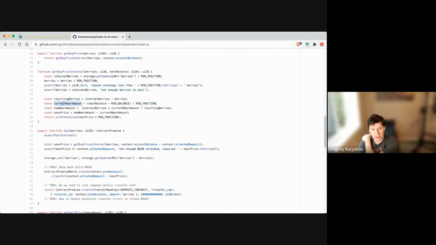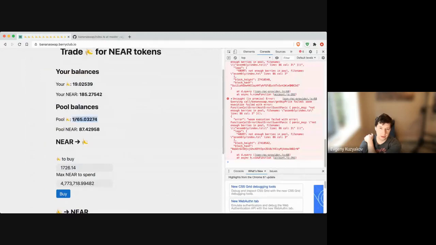So it is also divided by 10 to the power of 12. Near is denominated in yocto, which makes near 10 to the power of 24. So per near, you need to multiply it by 10 to the power of 12. So we have, this is 1.7 billion. This becomes 8.7 trillion.